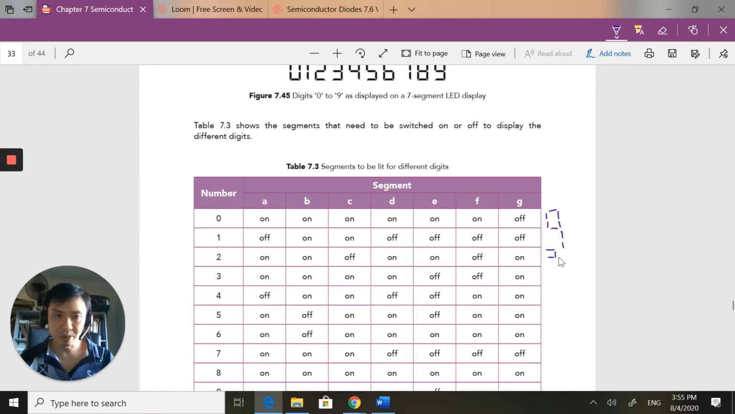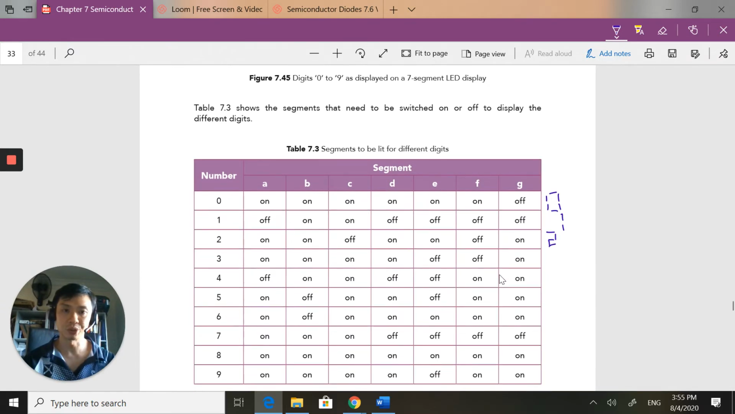What's this one? A, B, C, D, E, to have number 2. All right, and so on and so forth. You get the idea.